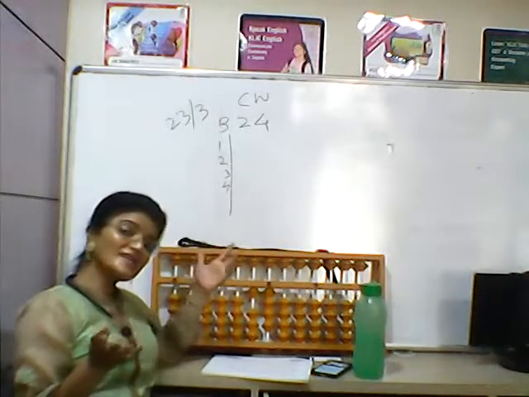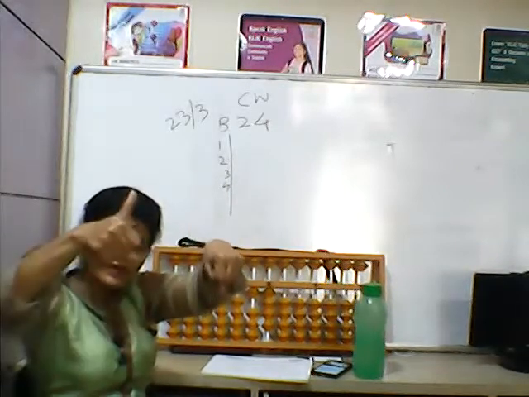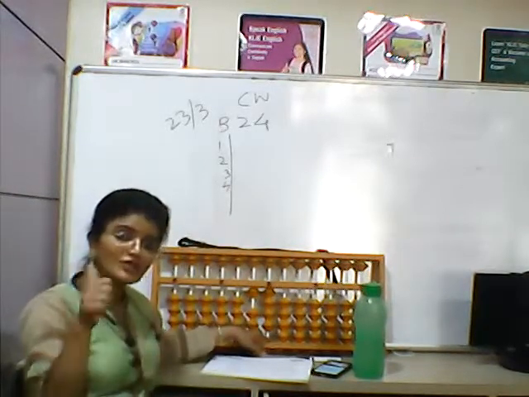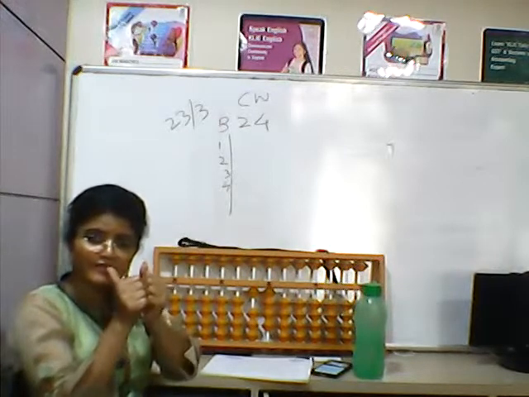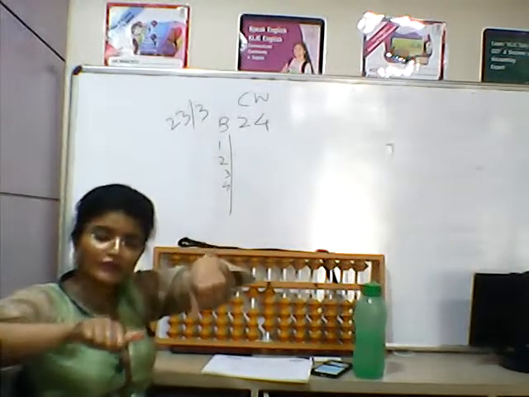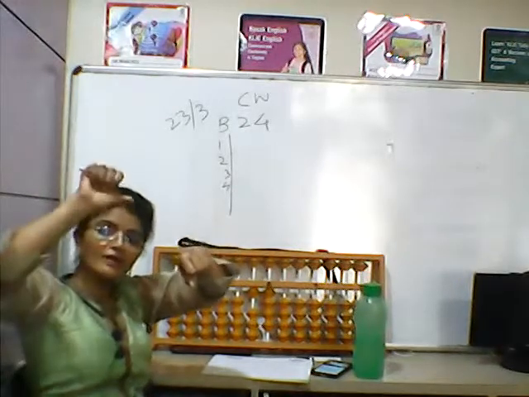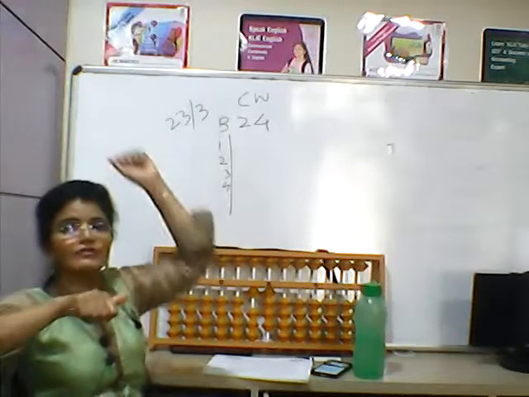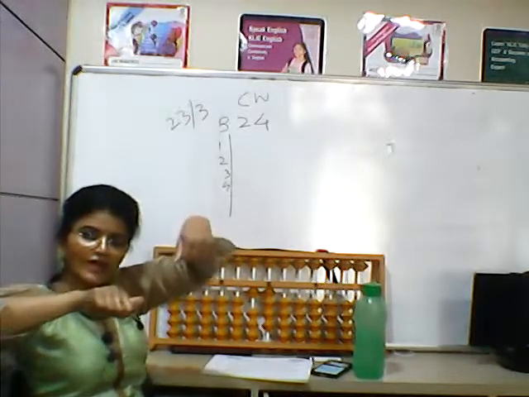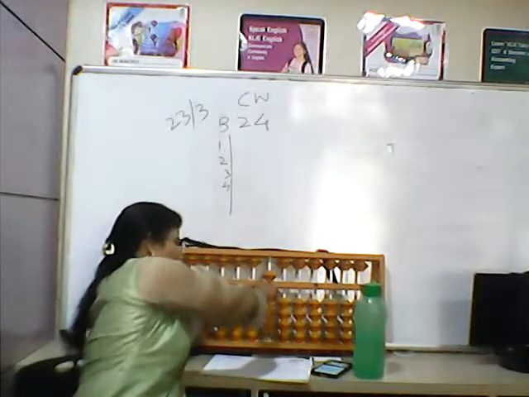Now minus 9 again. Minus 10 plus 1. Plus 1 to nahi hai. So make complement, which friend? Minus 10 plus 5, minus 4. 10 down, 5 down, 4 down.